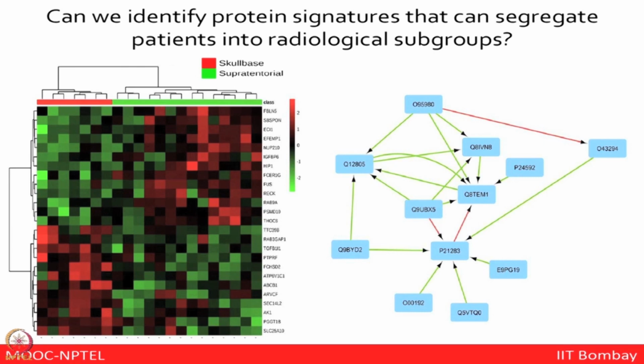And very interestingly, it looks like there is a very clear segregation of these two subtypes based on the radiological observation. So, it looks like radiology is much closer to the molecular signatures as compared to pathological observations. But of course, some of these we still need to take forward with more validation.